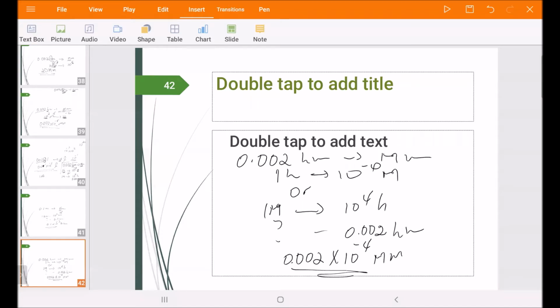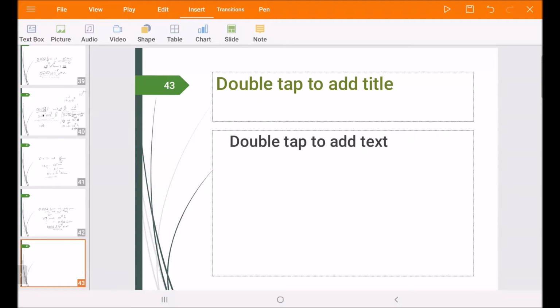Till the power of minus 4. 0.002 hectometer to megameter. Now, I have to come up with a relationship between hecto and mega.